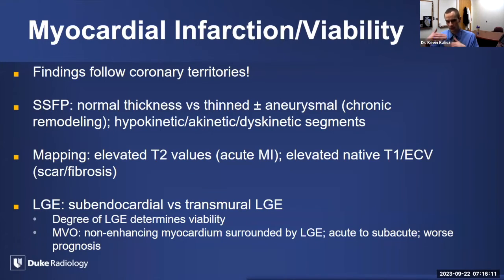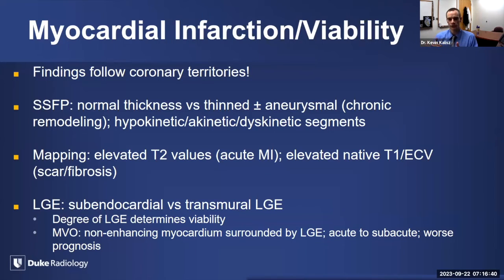After each of these cases, I'll go over basically one slide of summary statements. Again, you could argue ischemic or infarct imaging is a lecture unto itself. This seems obvious, but a very fundamental principle is that infarct and viability findings follow classic coronary distributions. From an SSFP or functional standpoint, you can have normal thickness, especially if it's less severe or in the acute to subacute setting. The myocardium hasn't had time to remodel yet, so generally you will have normal thickness.